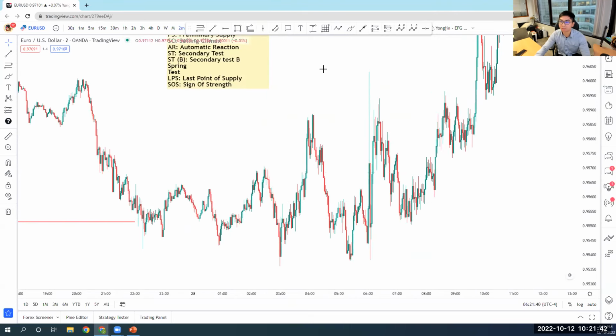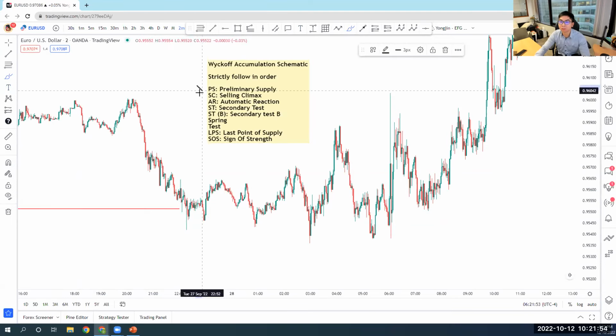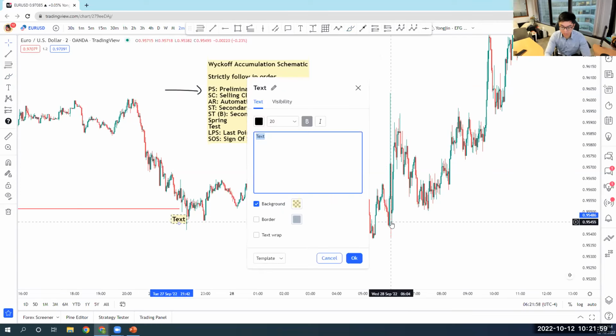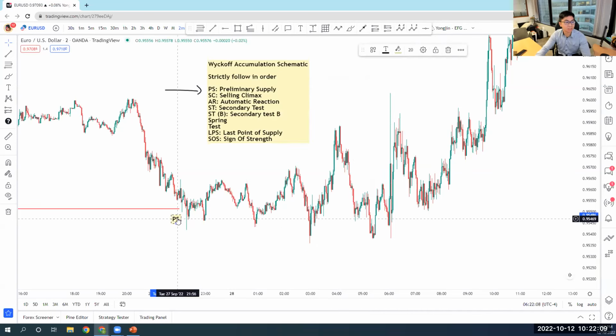Okay, as we were saying, price cleared the previous low, and you can see this area bounce up. We call this the preliminary supply, the very first one. I'll mark it out as PS. Let me change the color, okay, I'll just leave it yellow. PS, preliminary supply. Next, price goes lower. Must follow in order.